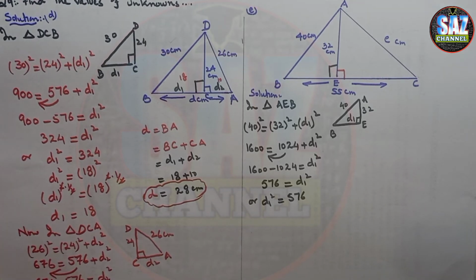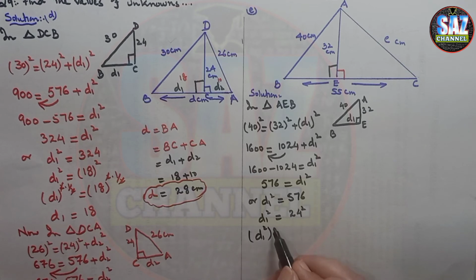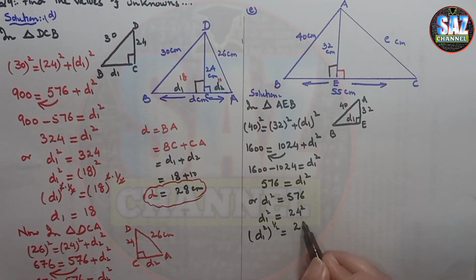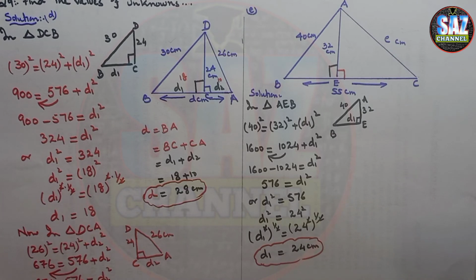I hope 24. So if your previous concepts are good, then the next lesson will really be good. I have to write 24 square. Now in order to get the value of D1, I have to take the square root on both sides. When I take the square root, it becomes 24 square to the power 1 by 2. This will cancel, and D1 equals 24. As the measurements are in centimeter, I will mark 24 centimeter here. Let me block this answer first so that it becomes prominent. Now this is D1.